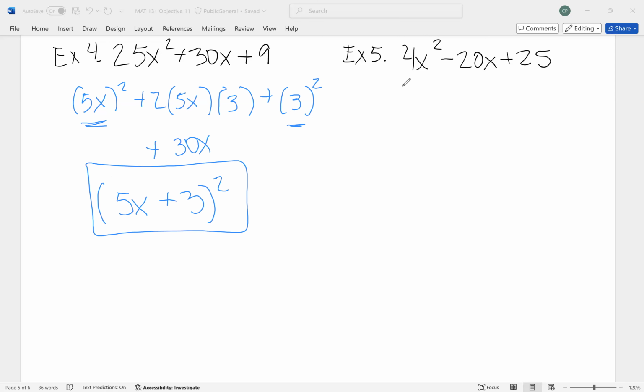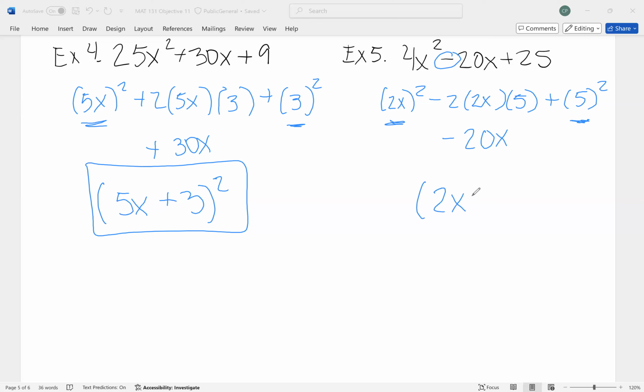Let's look at example 5. Since we have a minus sign here, let's set up our little shortcut. That first one, the 4x squared, we could break that up to be 2x, and the 25, we can break that up to be 5. All right. And for the middle term, it should be negative 2 times 2x times 5. What will that get us? Negative 20x, which is what we need, okay? So the 2x and the 5 will get us to our answer. It'll be 2x minus 5 squared.